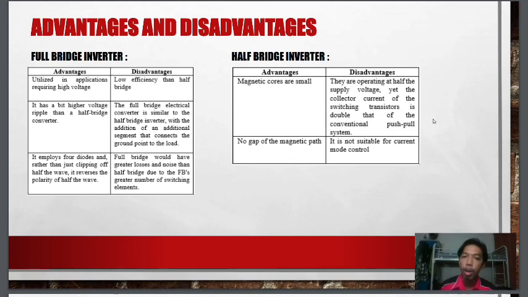For the half bridge inverter, the advantages: magnetic coils are small. Next, no gap of the magnetic path. For the disadvantage, they are operating at half the supply voltage.